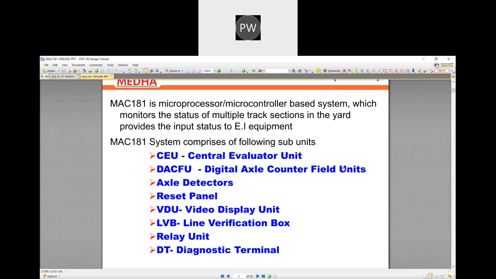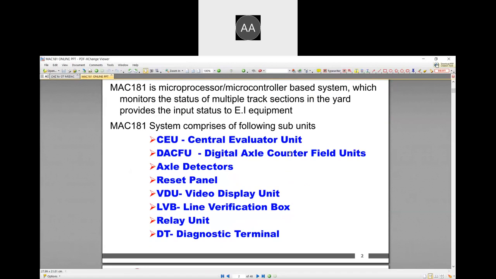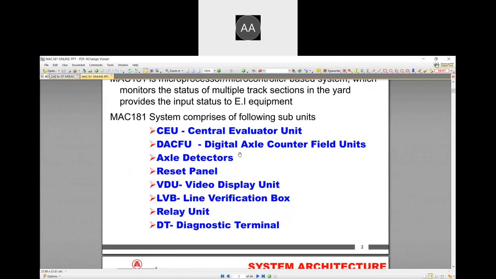We'll go for this. So as we were discussing, the Medha equipment will assemble a few subsystems. The first subsystem is the central evaluator unit, placed in the relay room, which deals with all the decision making activities. To get the field information, we'll be providing a unit called the digital axle counter field unit, which might be placed in the location box, or what we call the mushroom box.